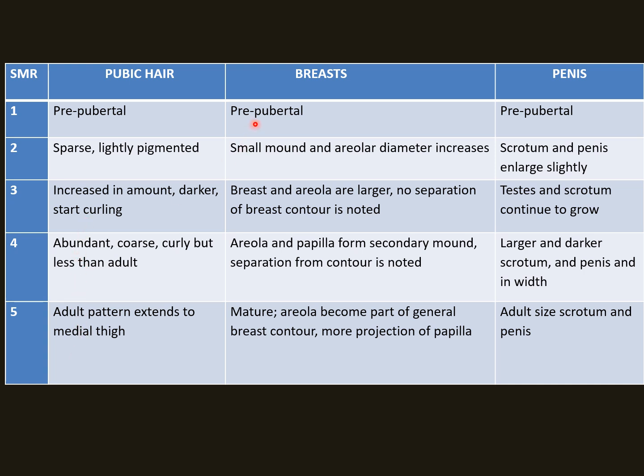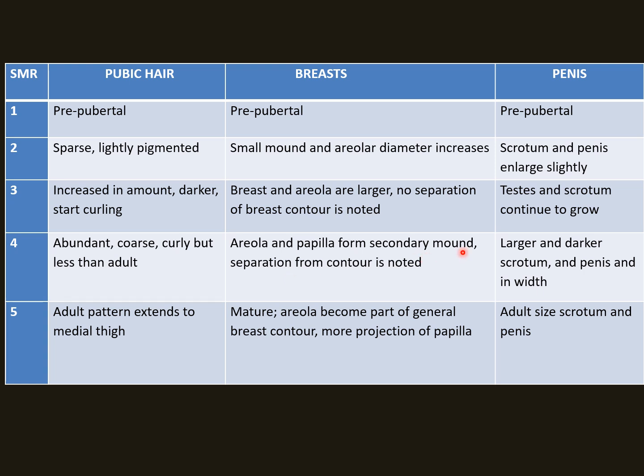In breast, stage 1 prepubertal, stage 2 small mound and areolar diameter increases. Stage 3, the breast and areola are larger. No separation of breast contour is noted. For stage 4, you will see separation. Areola and papillae form a secondary mound, and separation from the contour is noted. And they like to ask about this stage.